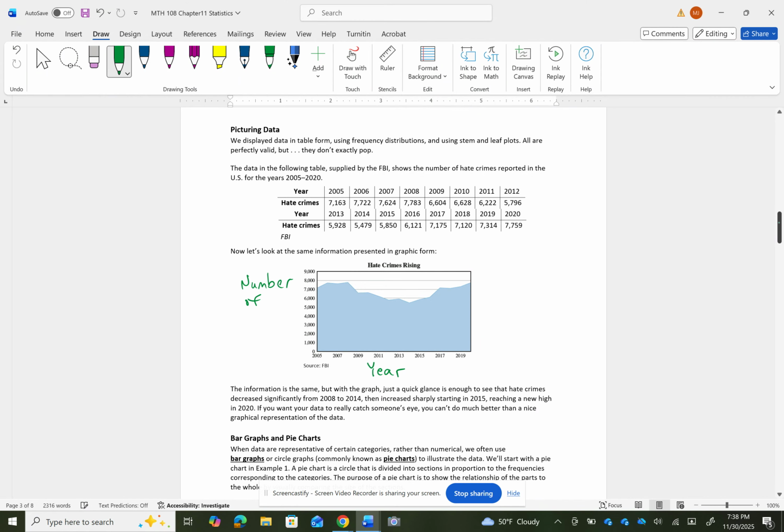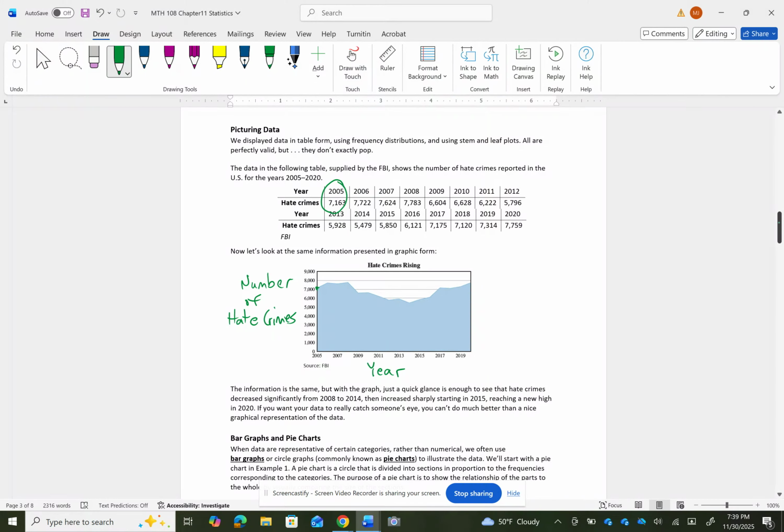Now if the number of hate crimes were kind of big, they might say in thousands or something like that, or in millions if that were the case. But here the vertical axis was just listed 1,000 hate crimes, 2,000 hate crimes, and so on. And then all you do is plot each of these pieces of information. So 2005 was a little more than 7,000. So think of a dot being right there.